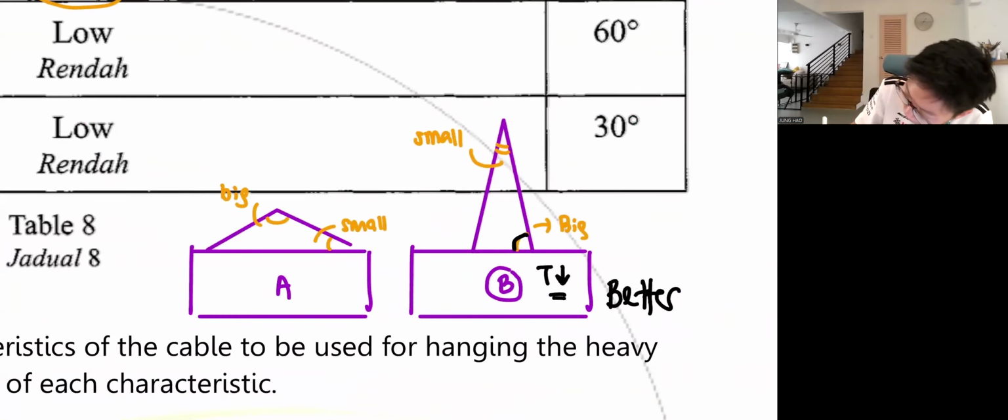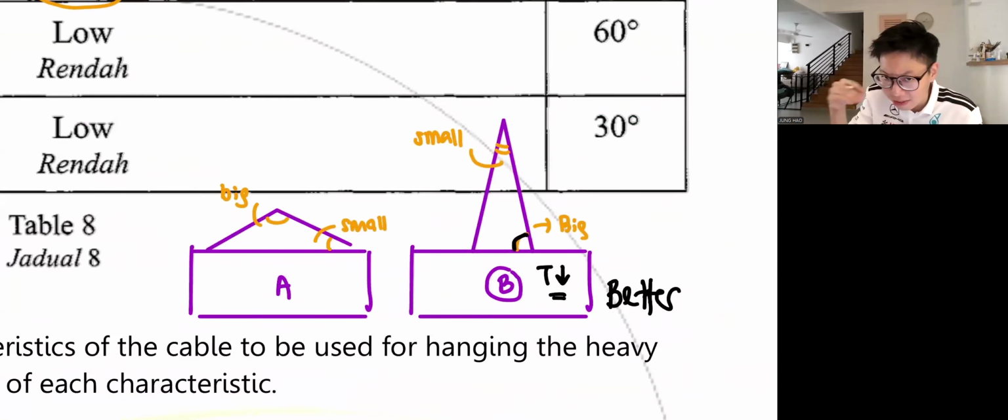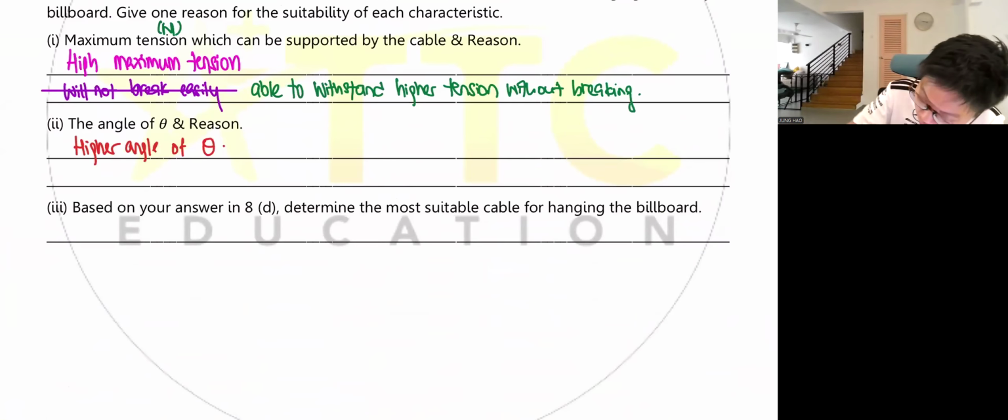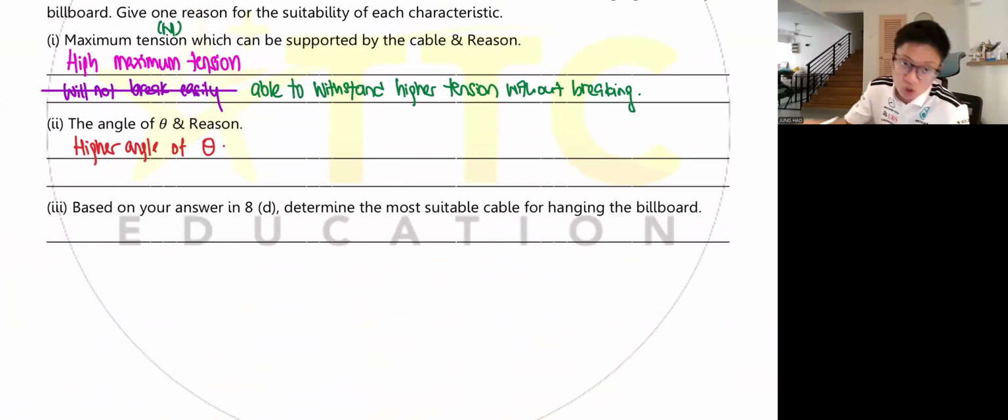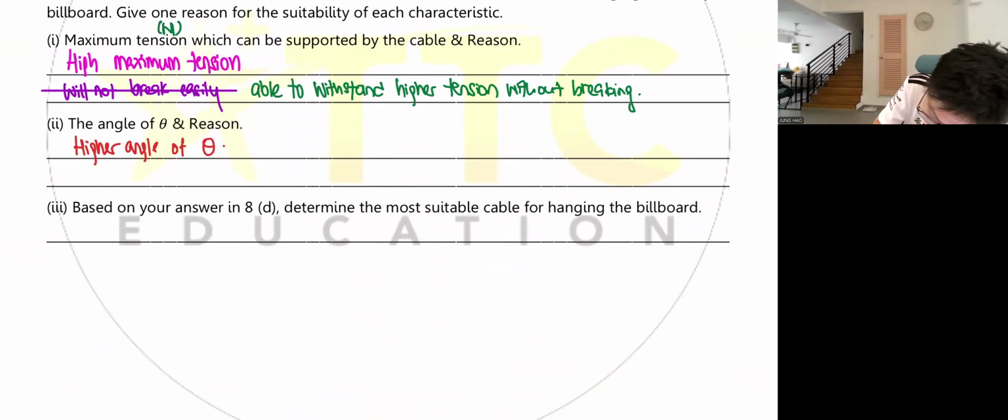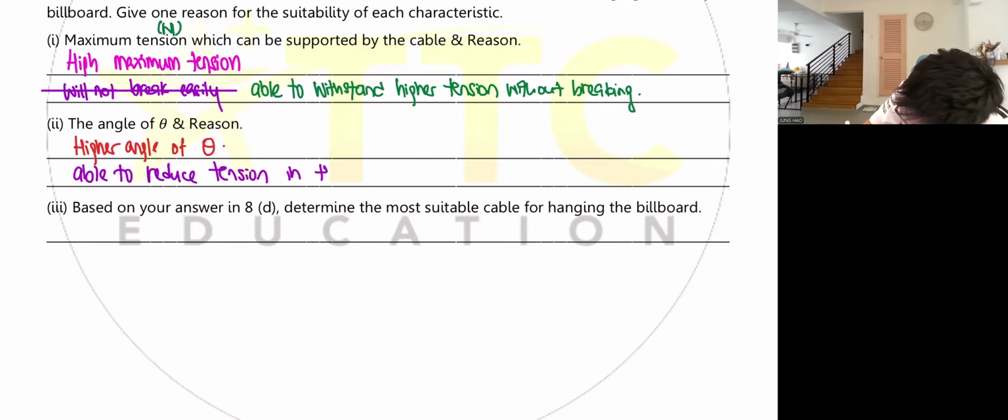So why will we make this angle big? Big angle on the side. But you must be careful. What if one day they ask on top, then you want small? Don't memorize blindly, I tell you. Now, the higher angle of theta is so that I will be able to reduce tension in the cable. So therefore the best answer here is cable.